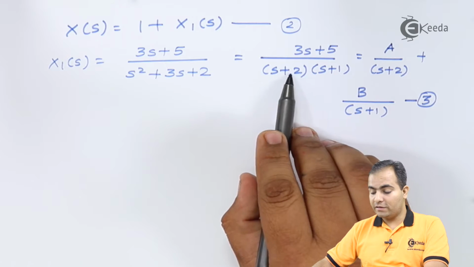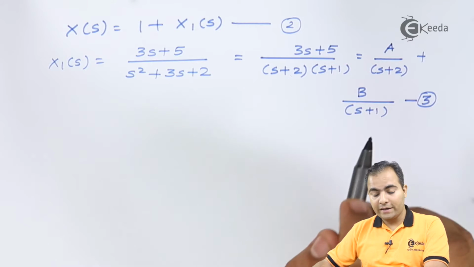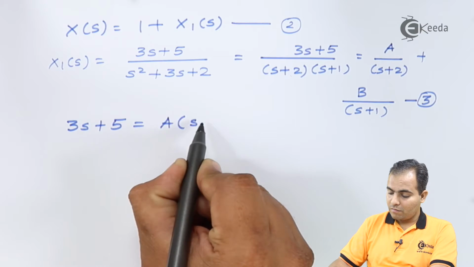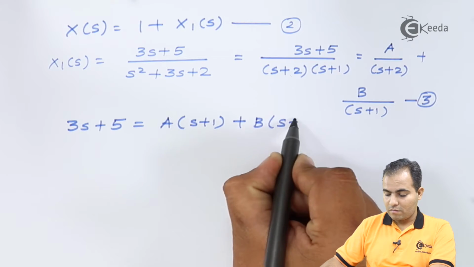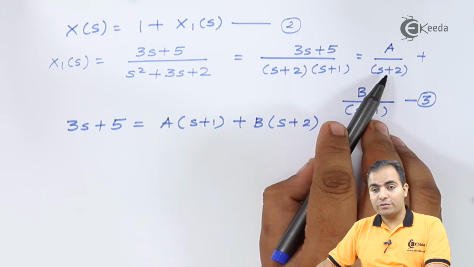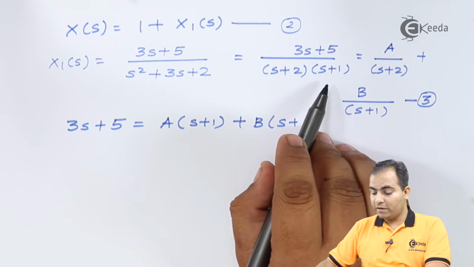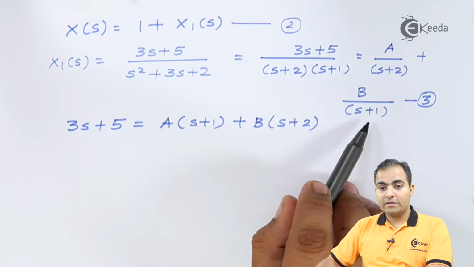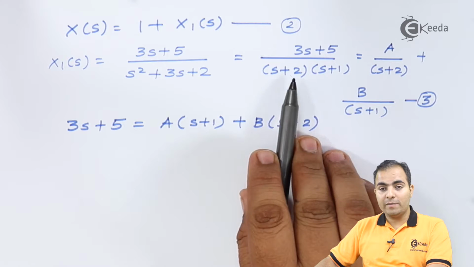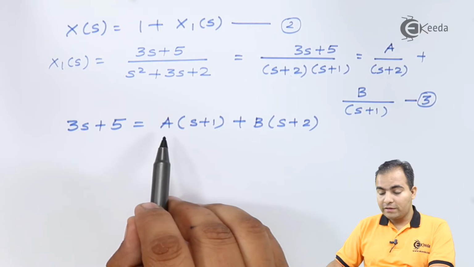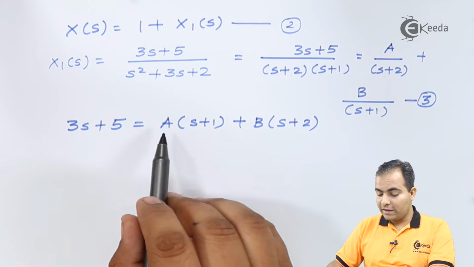Just multiply the left hand side denominator on the right hand side. If you multiply this denominator on the right hand side, what will you get? S plus 2 will get cancelled. A will be multiplied with s plus 1, and similarly over here also s plus 1 will get cancelled. B will be multiplied with s plus 2, and now simply substitute s values to get the different variable values, that is A and B.